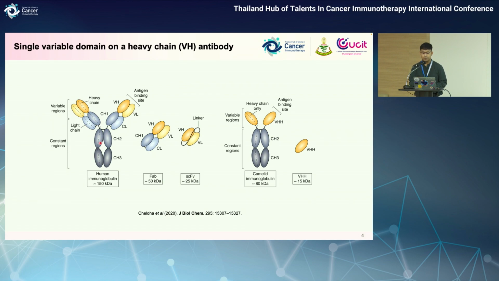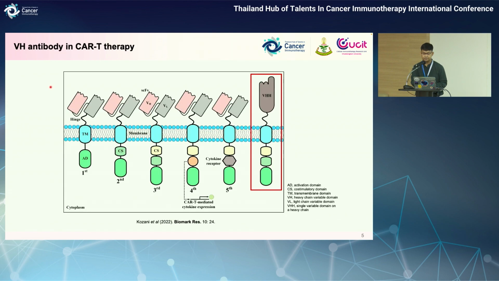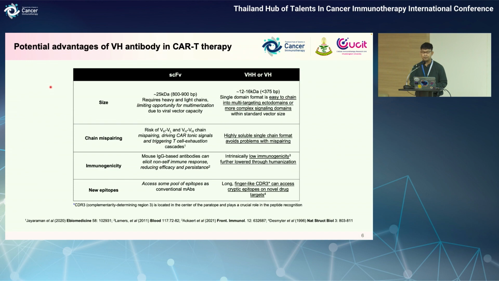scFv is derived from the variable domains of the heavy and light chains of an antibody, connecting the VH and VL with a linker. The size of scFv usually ranges from 800 to 900 base pairs, whereas VH antibody is a smaller fragment derived from the variable domain of the heavy chain only. This slide shows an example of VH-based CAR T cells. VH antibodies have many beneficial properties, including their small size that allows easier access to tissues, high stability, strong affinity to their cognate antigens, and low immunogenicity, all of which make them very good candidates for development into next-generation CAR T-cell products. VH antibodies are a useful alternative to scFv in CAR T-cell therapy.